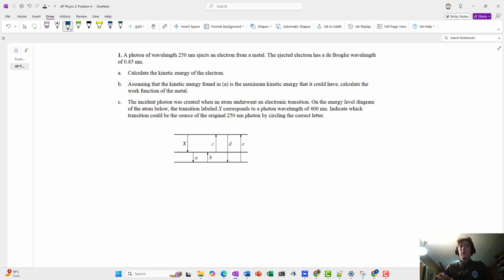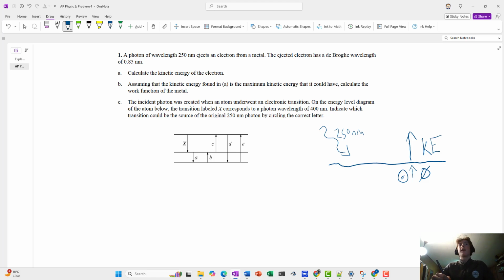This problem says a photon of wavelength 250 nanometers ejects an electron from a metal. The ejected electron has a de Broglie wavelength of 0.85 nanometers. So this is kind of like the photoelectric effect. There's this photon with a 250 nanometer wavelength, and it's ejecting this electron. So you can think there's like an electron down here. It has to go up a little bit to defeat the work function, and then it goes up even more to essentially get past, to have its now kinetic energy. So it now has this kinetic energy here.